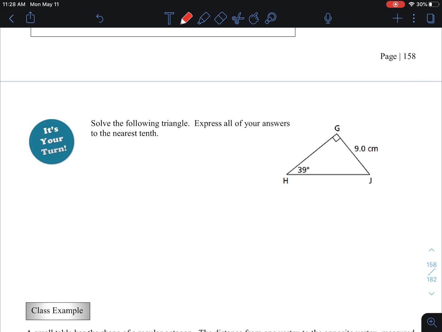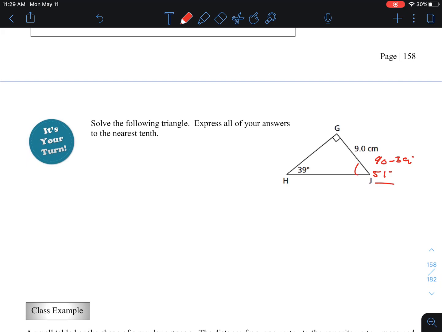All right, so here a little bit different scenario, right? We're given a side length and one angle. So for this question, we can get angle J pretty quickly by just taking 90 and subtracting 39 from it. Right, so I got an angle here of 51 degrees. So that's one you almost get for free, right? Not a whole lot of work involved there, so that's great.